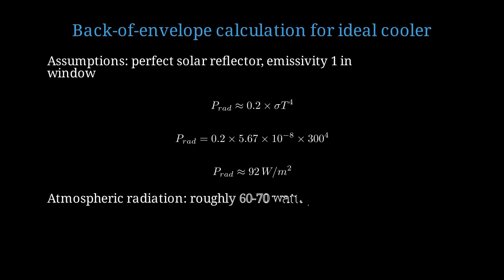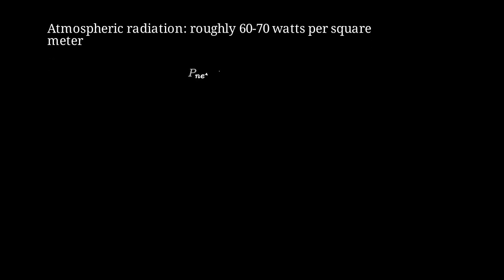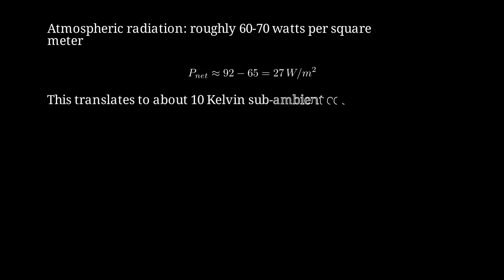The atmosphere radiates back to us roughly 60 to 70 watts per square meter in the window region, depending on humidity. So the net radiative cooling power is approximately 92 minus 65 equals 27 watts per square meter under clear sky conditions. With typical convection coefficients of 3 to 5 watts per square meter Kelvin, this 27 watts per square meter translates to roughly 10 Kelvin of sub-ambient cooling.